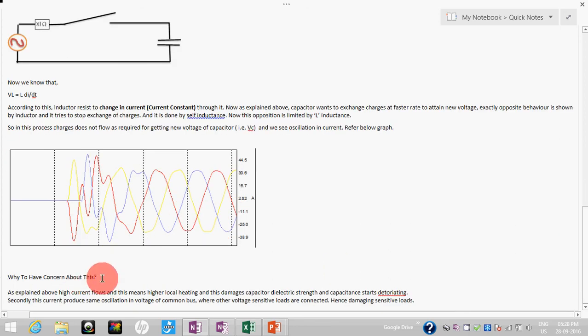Why be concerned about this? We already explained at the start of the video. As explained above, high inrush current flows, and this means higher local heating, which damages the capacitor's dielectric strength, and capacitance starts deteriorating. Secondly, this current produces the same oscillation in the voltage of a common bus where other voltage-sensitive loads are connected, and that is also damaging to the sensitive loads.